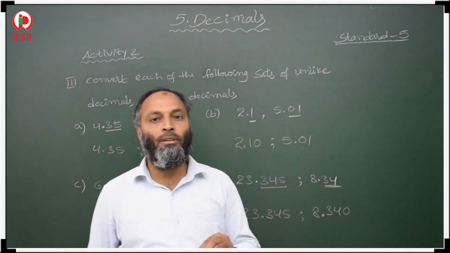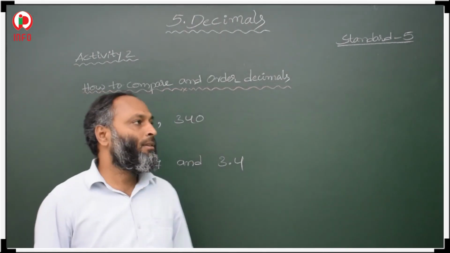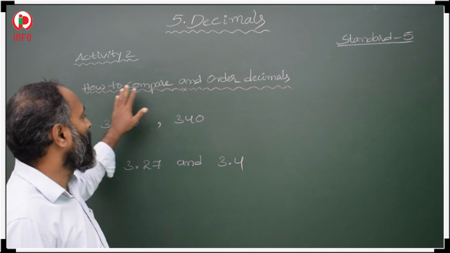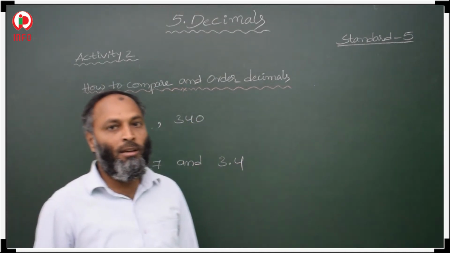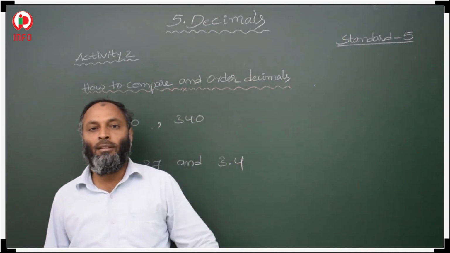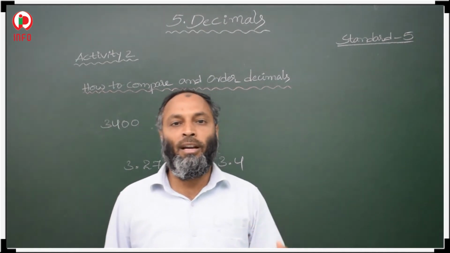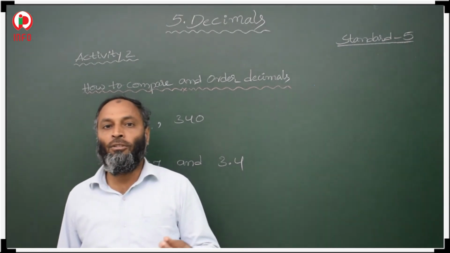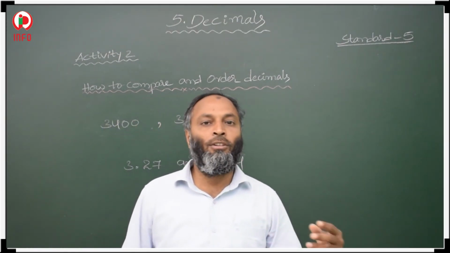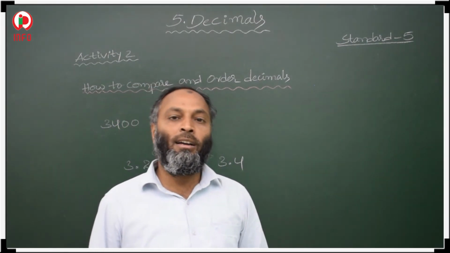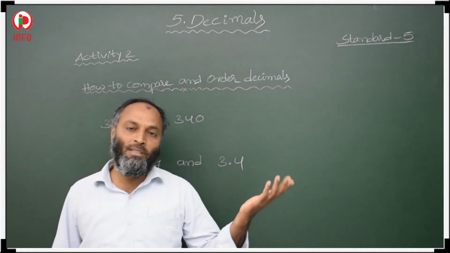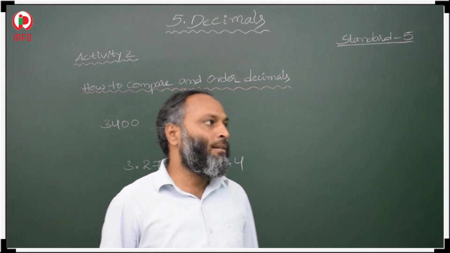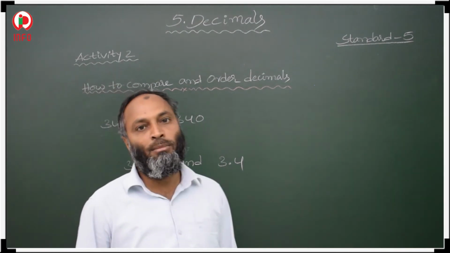Okay, thank you. Yes, now students, the next topic is how to compare and order decimals. In the previous chapter we discussed how to compare numbers as greater than, less than, or equal to, and how to arrange in ascending order and descending order. All these things we discussed in our previous number system. In this also, how to compare decimal numbers.